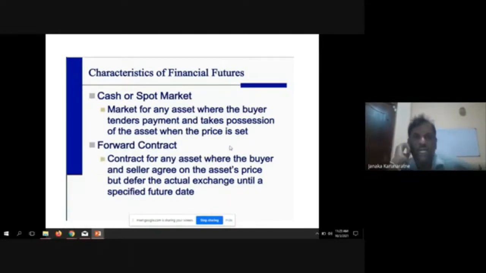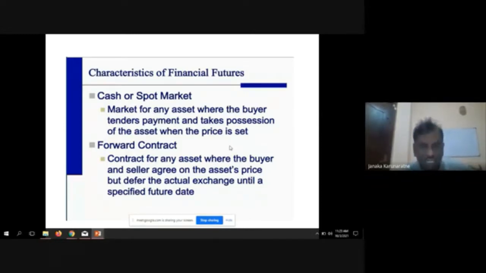Okay, so let's look at some fundamentals. The terminology we talk about now, I think most of you know, but there are others who don't. In any market, there are different terms we use. Cash or spot market: a market for any asset where the buyer tenders payment and takes possession of the asset when the price is set.